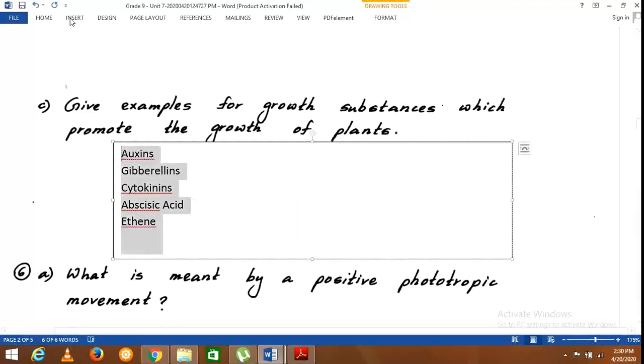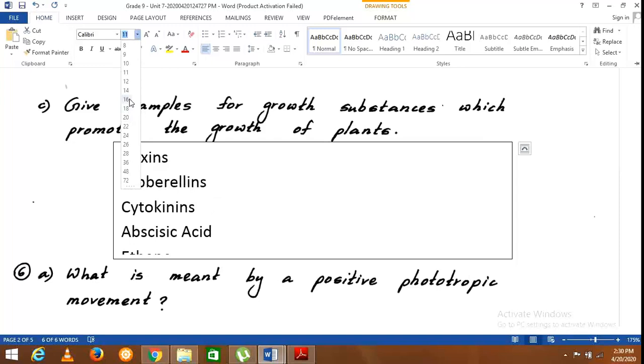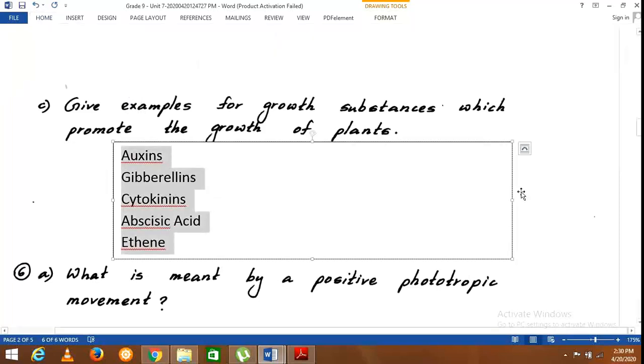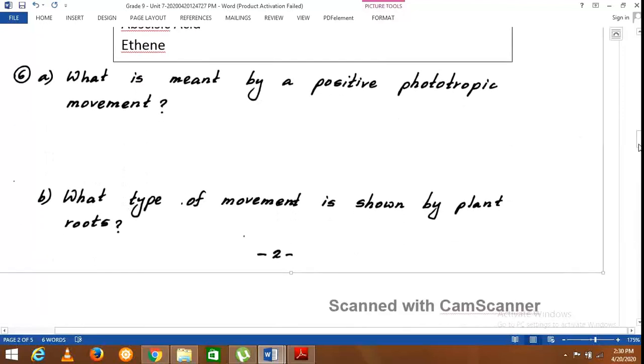Then you are asked about what is meant by a positive phototropic movement. Positive phototropic movement. Photo is light. Positive means towards light. Positive phototropism is curving of the tip of the plant stem towards light. Curving of the tip of the plant stem towards light is known as positive phototropic movement or positive phototropism.